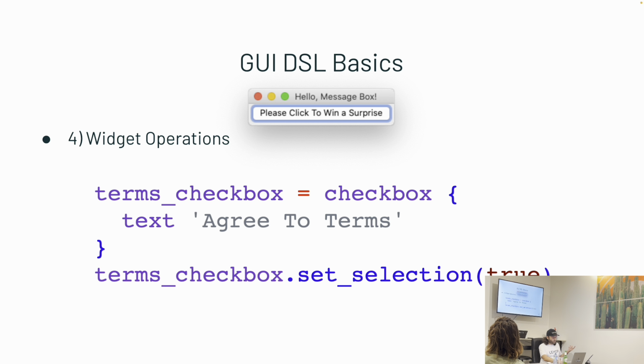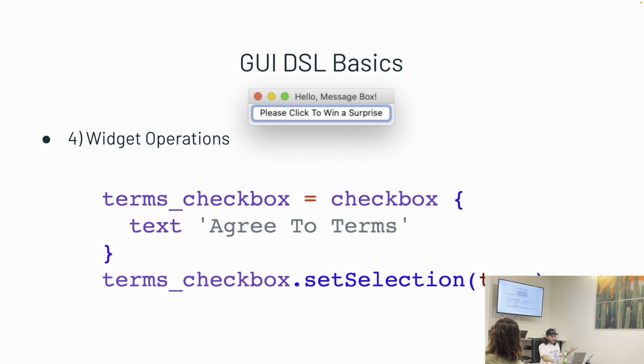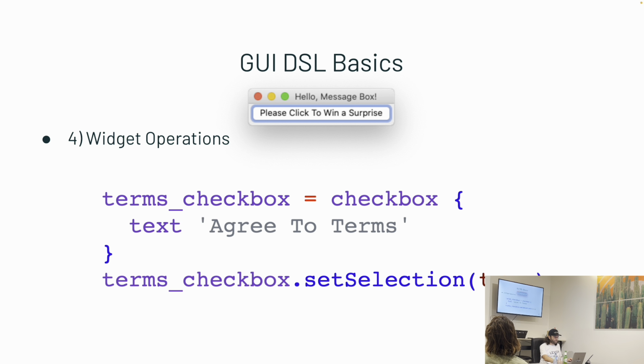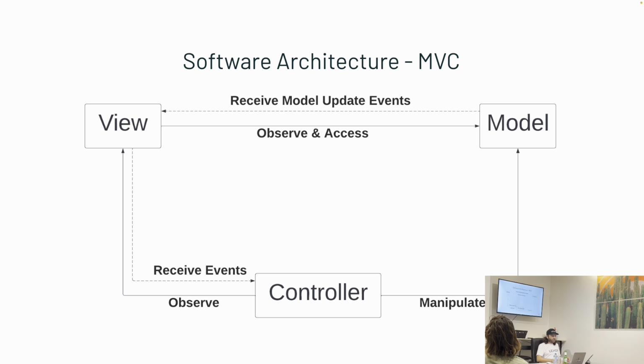So let me show you. You could do it this way too, set underscore selection, or you can even write the Java way, which is setSelection in camel case. That's how the API was designed at SWT, but JRuby will automatically support the other options for you so that you can just operate the Ruby way and not worry about it. So, that's pretty much it as far as the basics of the GUI DSL.